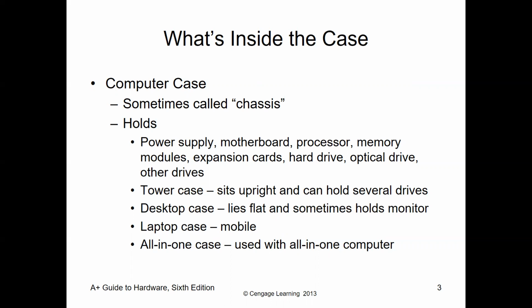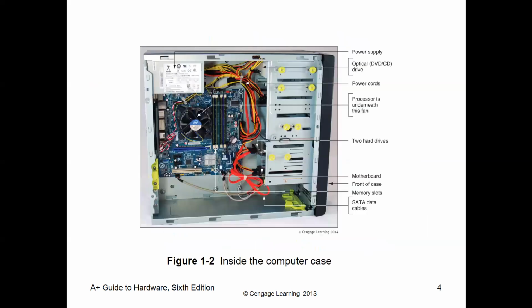It comes in various forms. Forms may be in terms of tower, desktop, laptop, or all-in-one case. A tower case sits upright and can hold several drives. Desktop case lies flat and sometimes holds the monitor. The laptop case is for mobile computers. And all-in-one case is used with all-in-one computer systems.